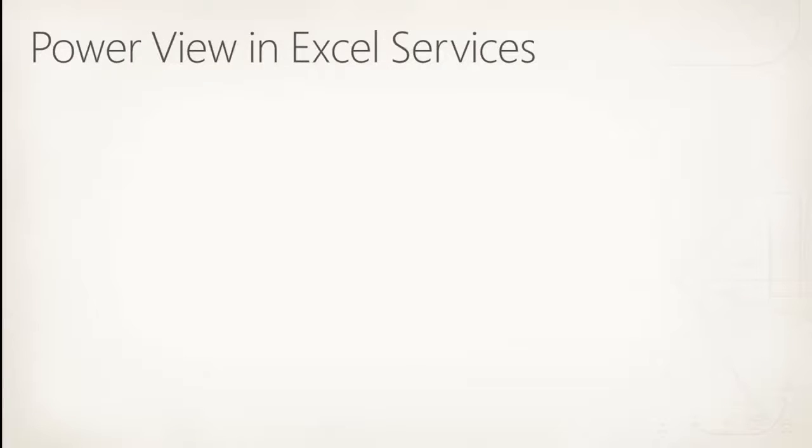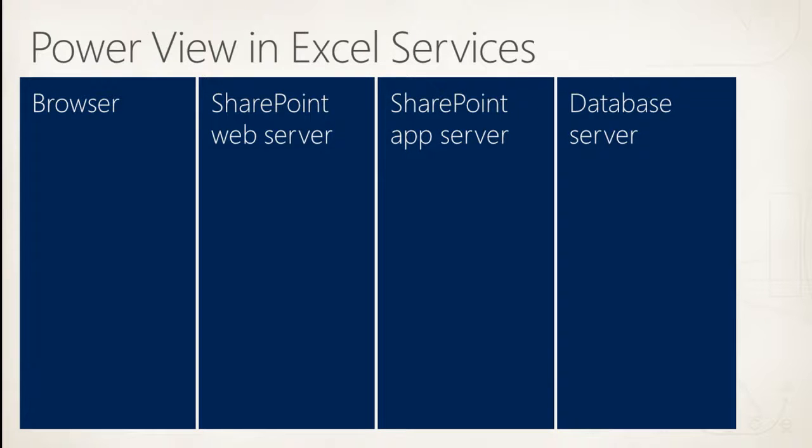One special case to point out is Power View in Excel services. So Power View, if you want to open a workbook in the browser, and that's got some Power View sheets in it. How does that all work? Because obviously there's the Excel services side of it, and there's the reporting services side of it. Here's how it works. So you have the same 4 tiers. In the browser, the user opens up a workbook, and they open up Excel web app.